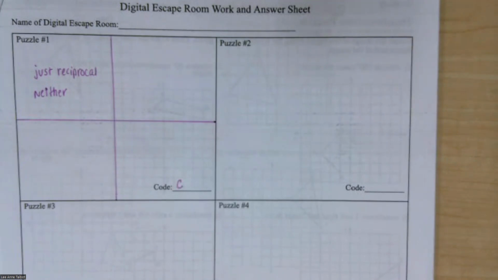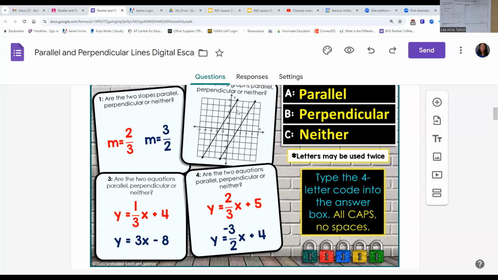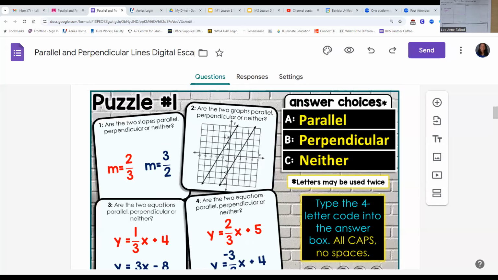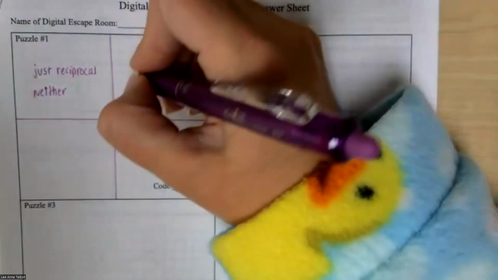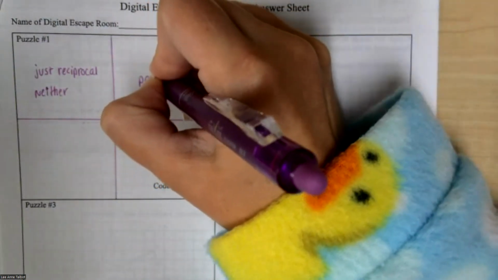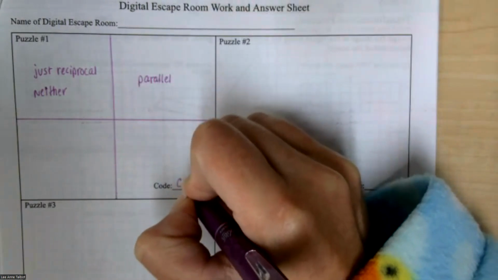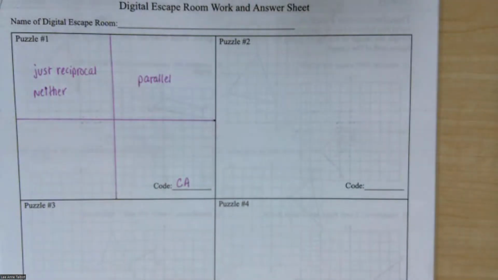Okay, luckily the next one's easy. Number two, this one, are the graphs parallel, perpendicular, or neither? Number two, parallel, because they're going the same way. You guys okay so far?